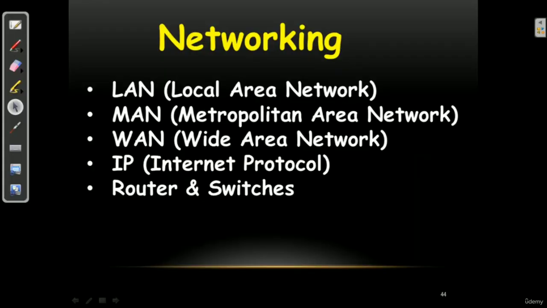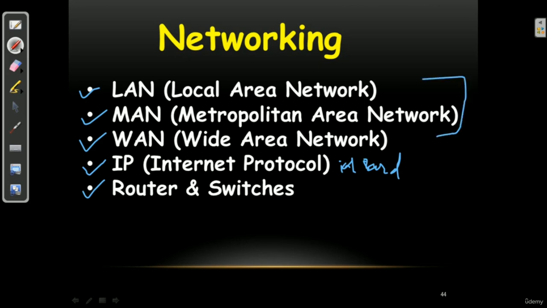So we have learned about the things here, which are LAN, MAN, WAN, IP and routers. This is the ID card. You can remember it like an ID card. And these are the networks that connect things together, and this particular one is also a connection. But what is the difference between here and here?